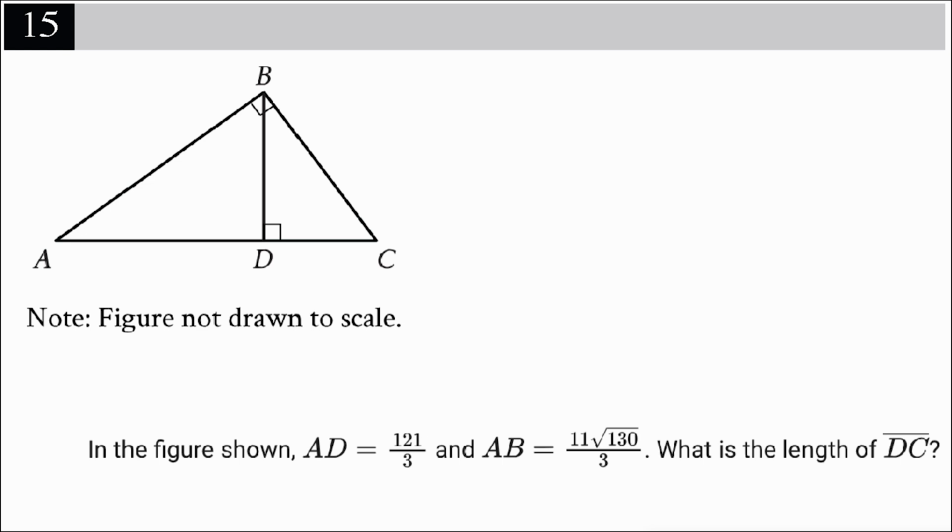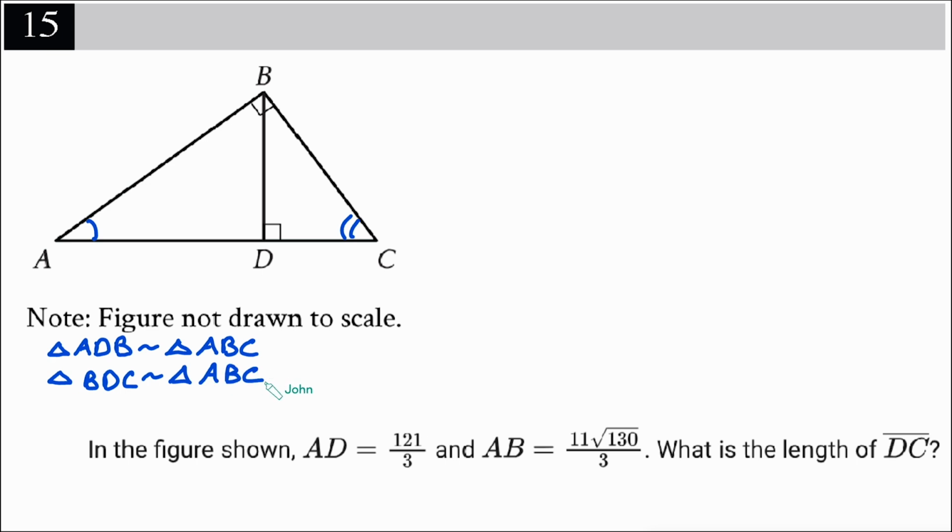Notice that triangles ADB and ABC share angle A and both have right angles, so that makes them similar. And similarly, triangles BDC and ABC share angle C and both have right angles, so that makes them similar as well. Now, here's the key insight.